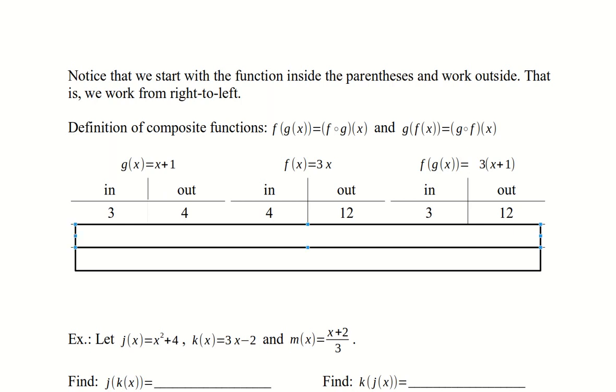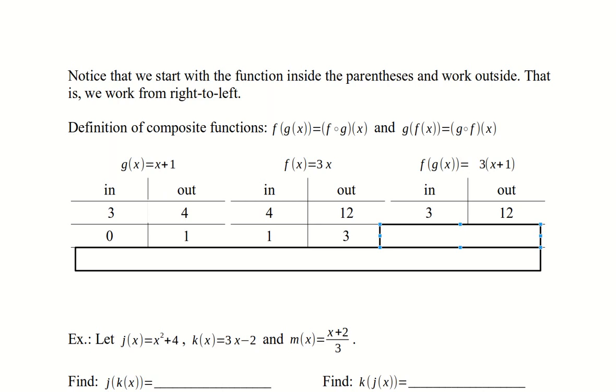Let's do another numeric example. So for example, let's start with 0. If we put 0 into g, 0 plus 1 is 1. So our output is 1. If we now make that output from g the input for f, we're saying that we're putting 1 into f. Well, f says to multiply by 3. 1 times 3 is 3.